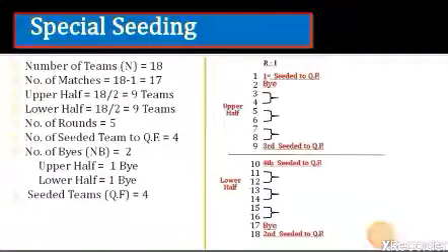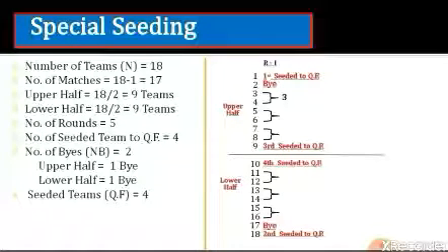In the first round, the match between 3 and 4: 3 becomes the winner and reaches the second round. The match between 5 and 6: 6 becomes the winner and enters the second round. The match between 7 and 8: 7 becomes the winner and enters the second round.